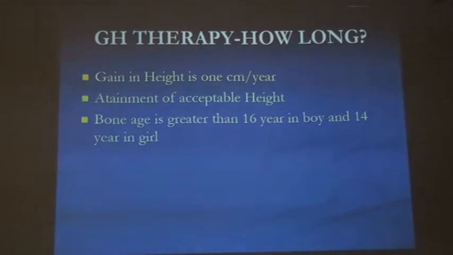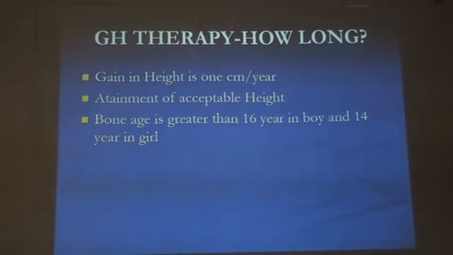How long should we give growth hormone therapy? If gain in height is only around 1 centimeter per year, then stop growth hormone therapy. It is not responding. It may be so that there is some growth hormone receptor defect in the liver. Even if the growth hormone level is normal in the blood, it is not being converted to IGF-1 and it is not effective. That is Laron syndrome.